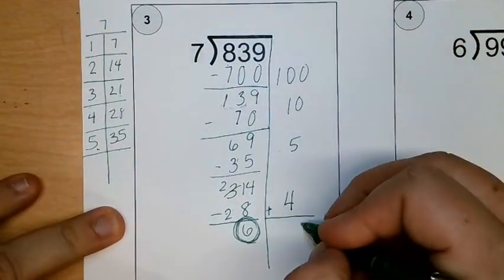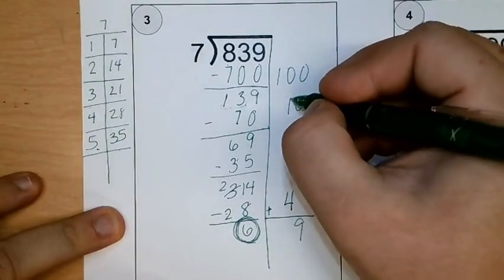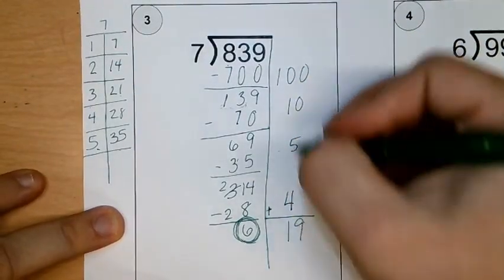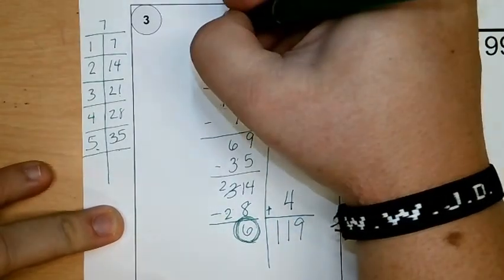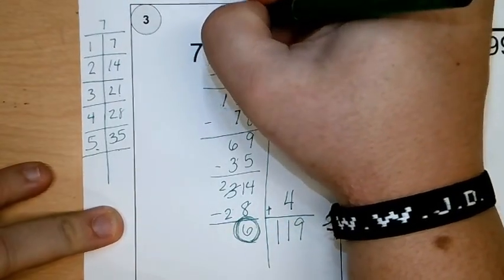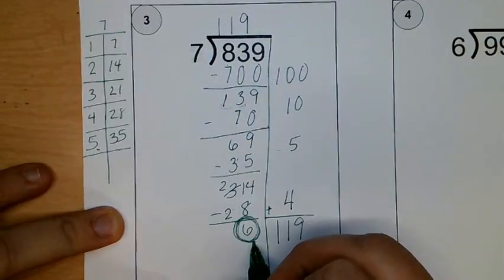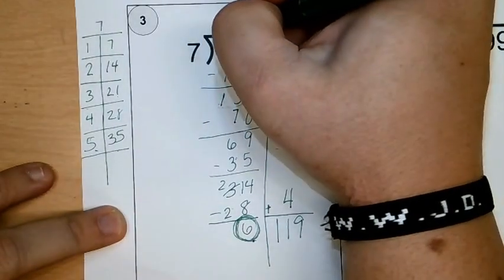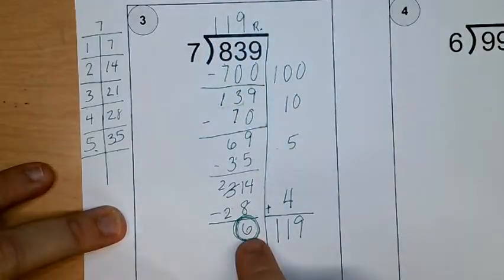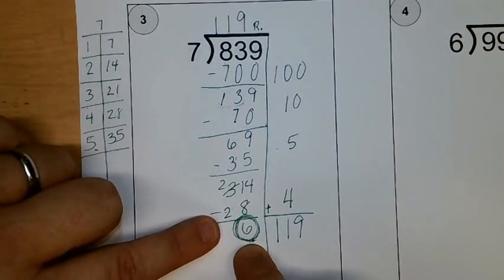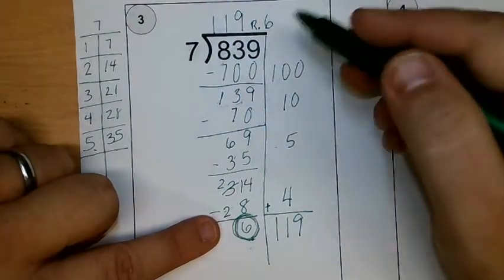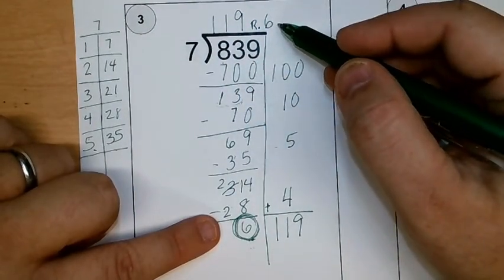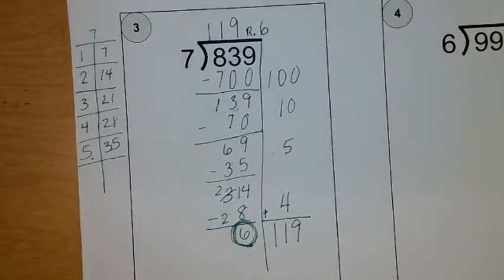Well, 5 plus 4 is 9. 0 plus 1 is 1. 1 plus nothing is 1. So my answer is 119, but then I can't forget this 6, all right? So what I need to do is come up here and say I have a remainder, because this is my leftover. I have a remainder of 6. So my final answer is 119 with a remainder of 6.